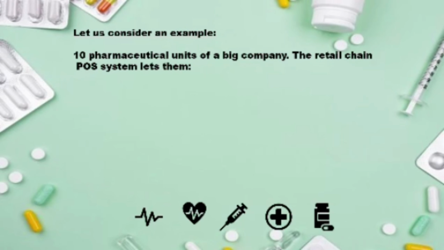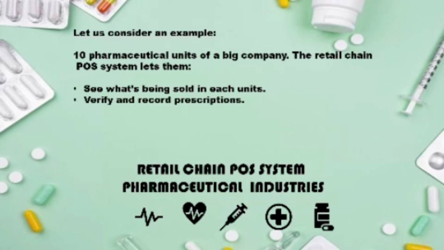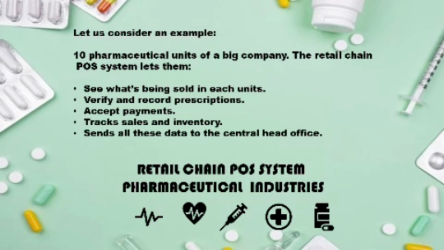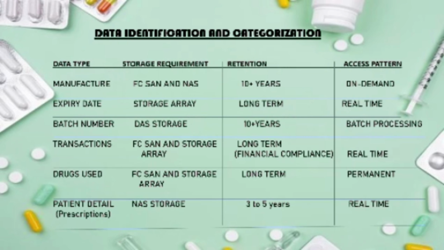For clear and better understanding, let us consider an example of 10 pharmaceutical units of a big company. The retail chain POS system lets them see what's being sold in each unit, verify and record prescriptions, accept payments, track sales and inventory, and send all this data to the central head office. This retail chain POS system faces problems including security, scalability, integration concerns, and an effective storage solution for millions of daily transactions. These are the data identification.